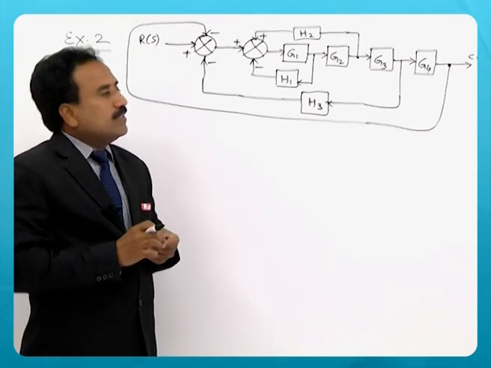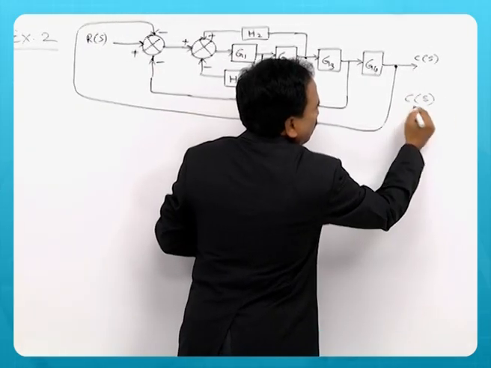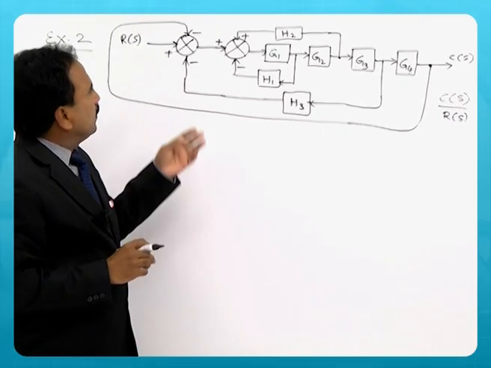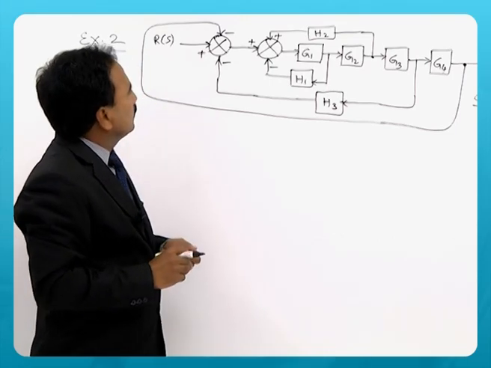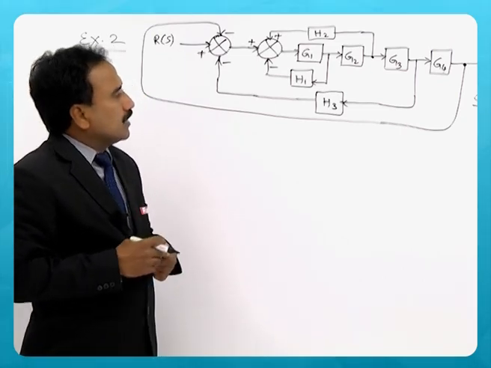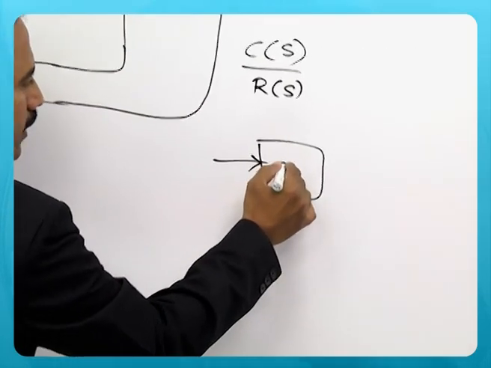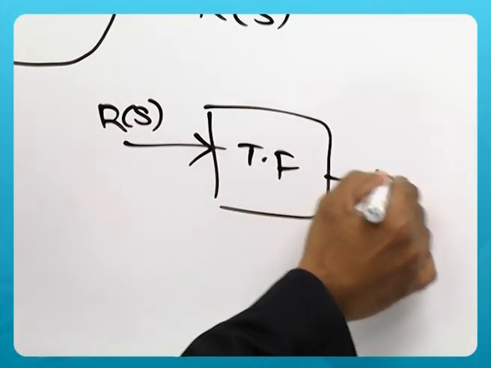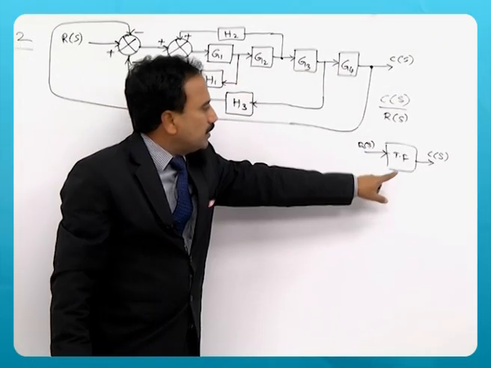So you can look at this second example of finding the overall transfer function of a given system, which is described by many blocks and then summing points and takeoff points. So how to start? How to get the overall transfer function? My aim is here now, I must get a single block here, overall transfer function, that is C of s by R of s, with this as input and C of s as the output. So I must reduce this entire block diagram into a single block.